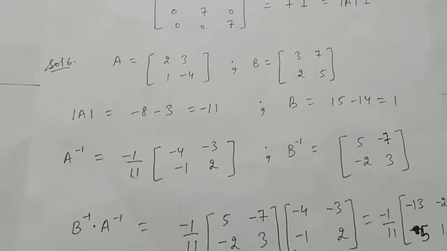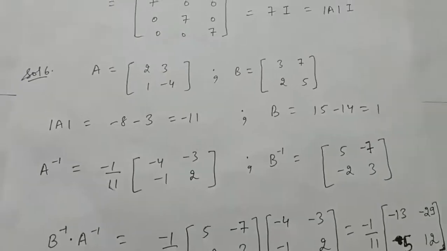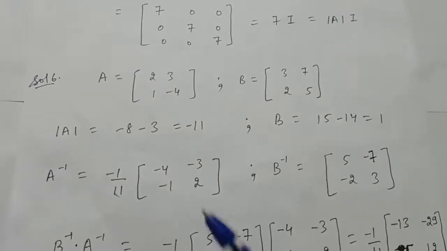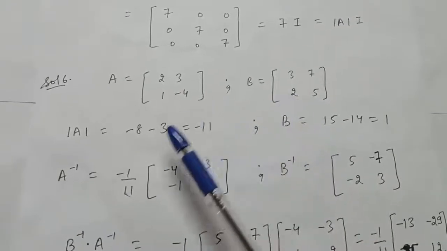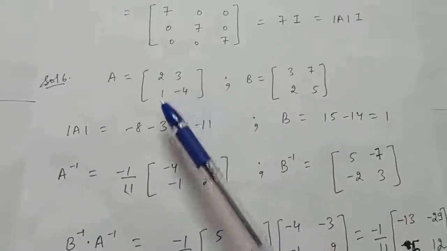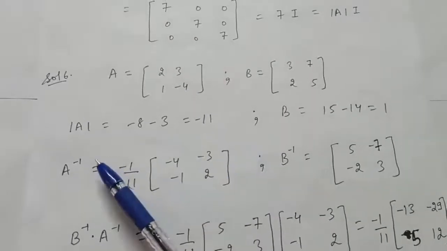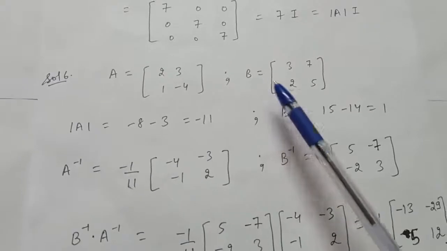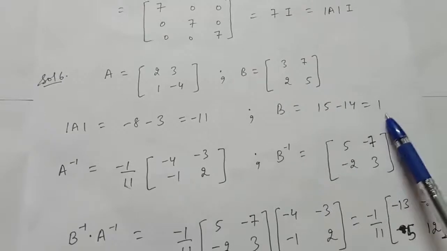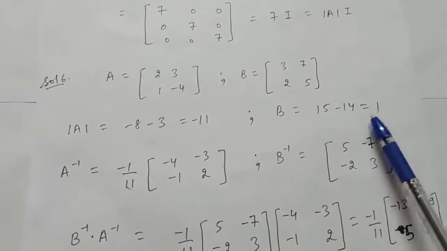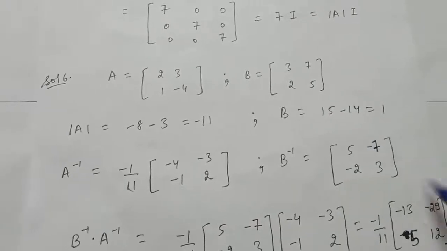Now in question number 6, you have to prove that (AB) whole inverse is equal to B inverse into A inverse. So A is this matrix, B is this matrix. Find out the determinant of A, which is minus 8 minus 3, minus 11, not equal to 0, therefore A inverse exists. Similarly, find out determinant of B, which is 15 minus 14, that is 1. Now the determinant of B is not equal to 0, therefore B inverse also exists.